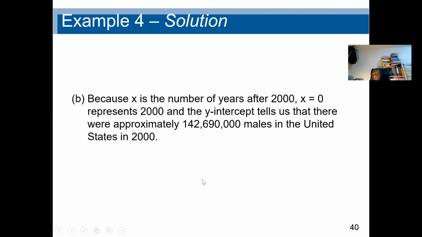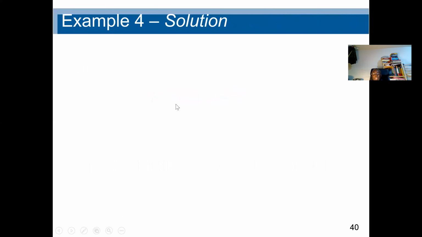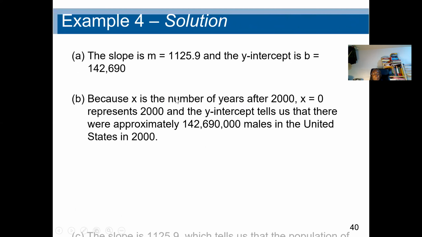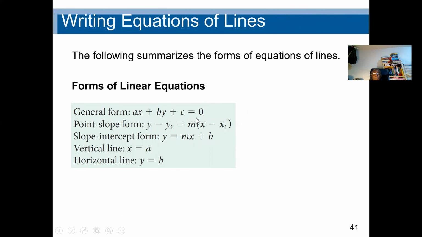What I mean is, let's go back and look at one equation. Here, the slope means that when x increases by 1, y will increase by this amount. So that's why here we said the slope is this, which tells us the population of US males is predicted to increase at the rate of this. Remember, the US population is the y value, and x is the number of years. Since we are dealing with a period, we say yearly. So these are the linear forms of equations.